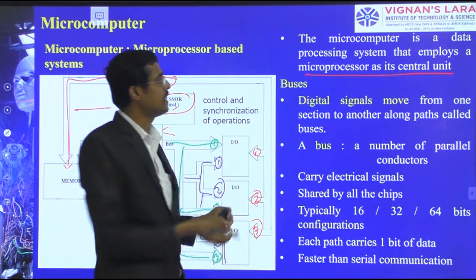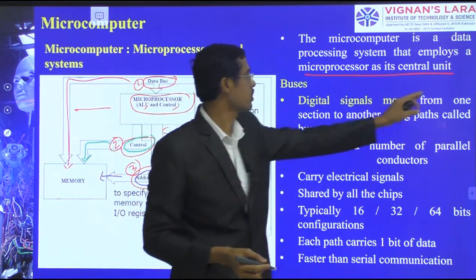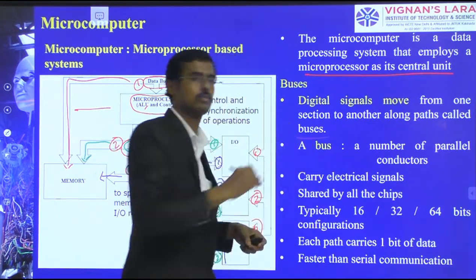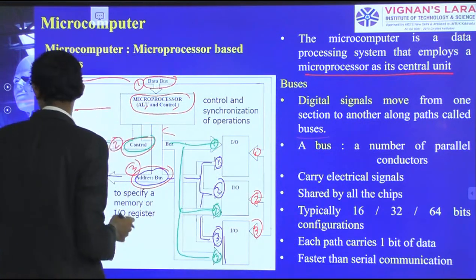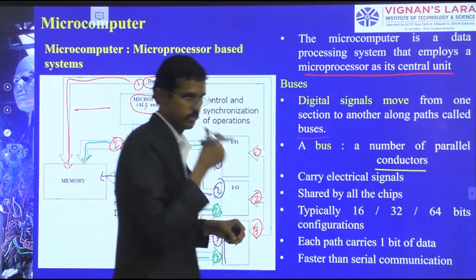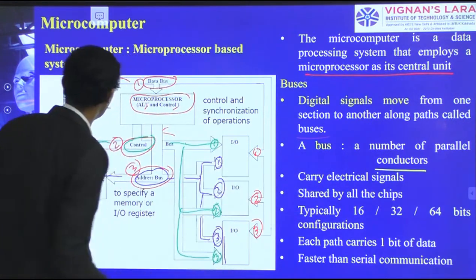So a bus carries digital signals that move from one section to another along a path. I am naming this a bus. A bus is a number of parallel conductors that we can use to carry electrical signals.